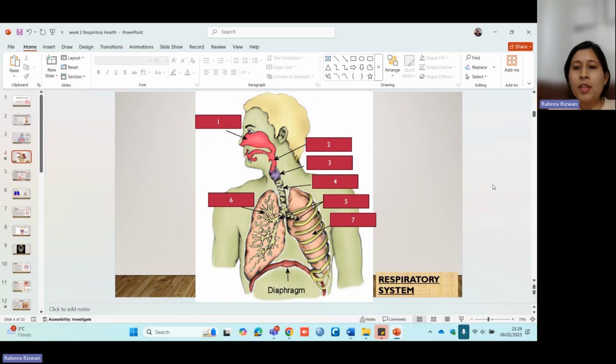Now could you please tell me what are the different parts of the respiratory system? Number one, what's this? Yes, it is the nose. Then second, the passage of the airway in our body when we breathe in is the pharynx. It's like a muscular tube. Then the cartilaginous tube called the larynx. It also helps in phonation for our voice projection.